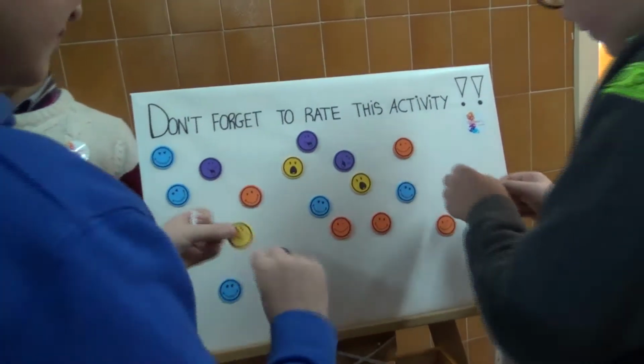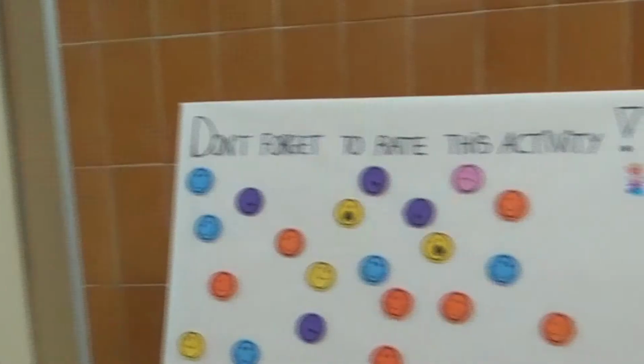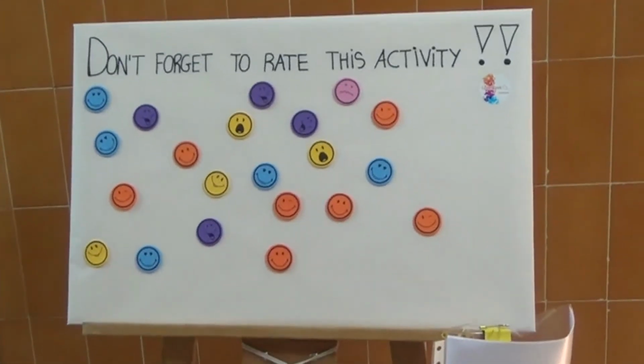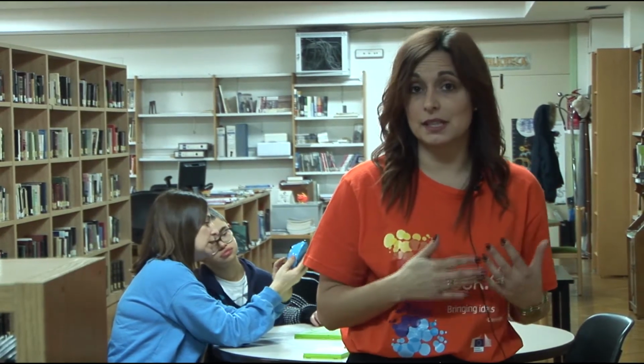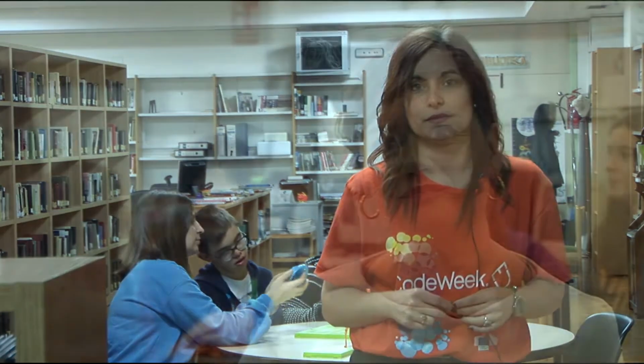After all the activities, the students can rate them with emoticons on a table. But what is the role of the teacher when working with these activities, and how do students with learning disabilities such as autism spectrum or Down syndrome feel when working with technology, computational thinking or programming?